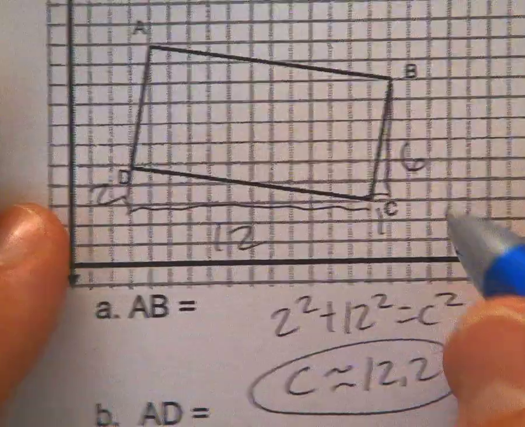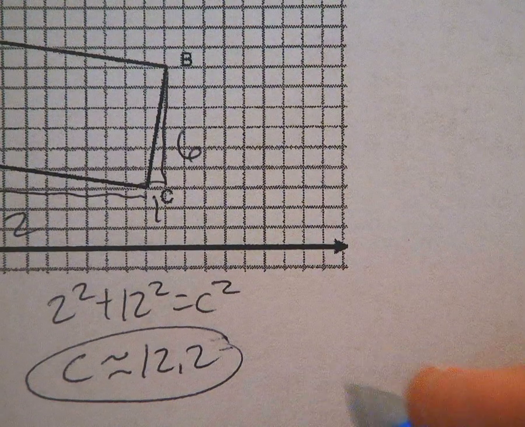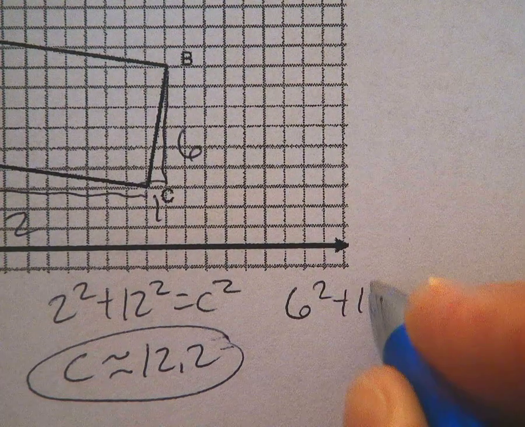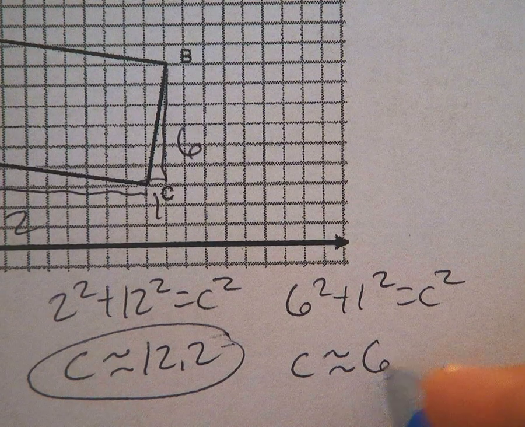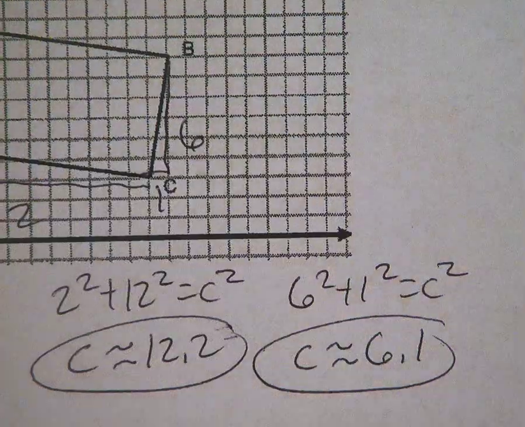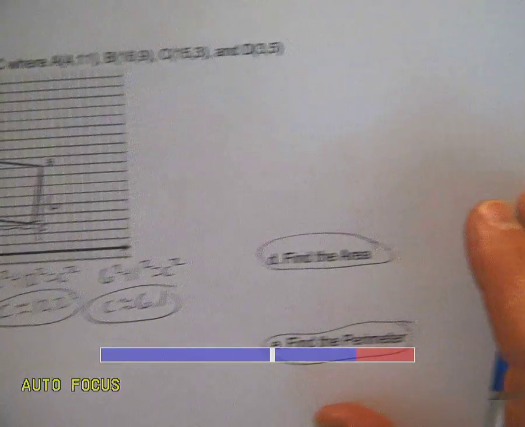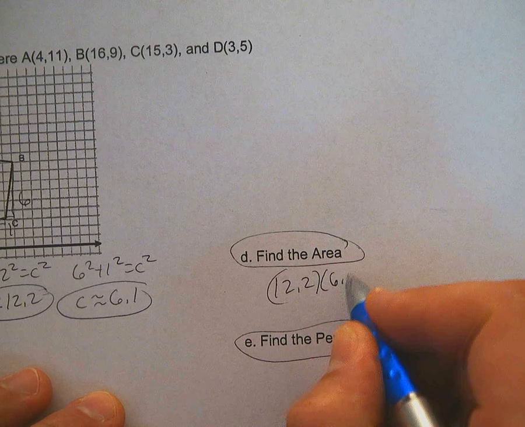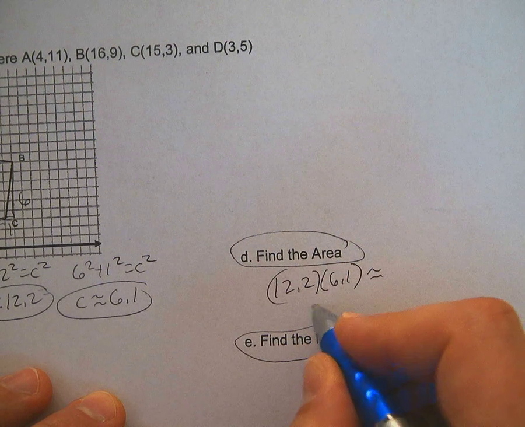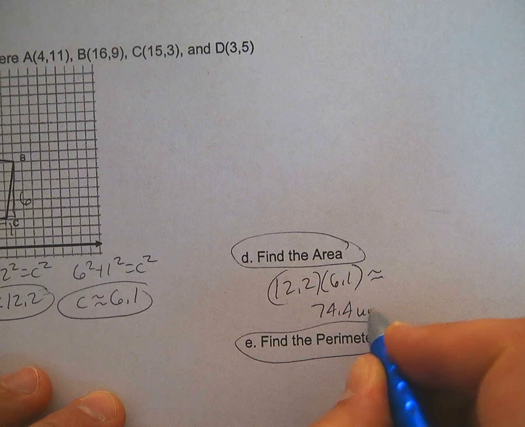Same thing right here with a 6 and a 1. I take 6 squared plus 1 squared equals c squared. I skip a couple steps. C is approximately 6.1. Now, to find the area, I take 12.2 times 6.1, and I get approximately 74.4 square units.